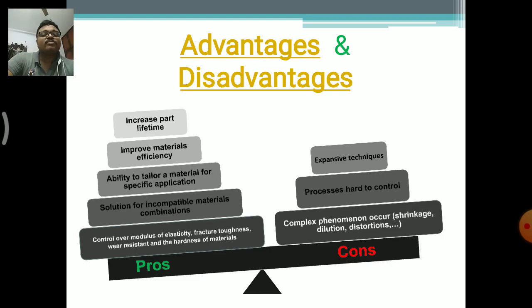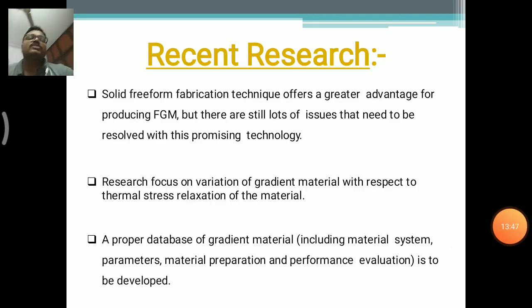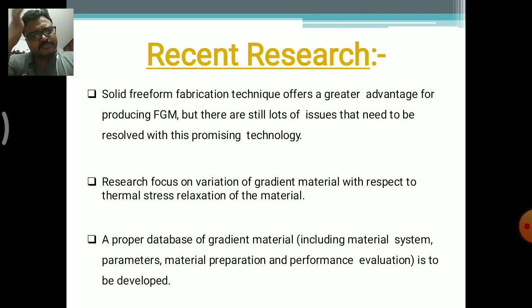Next one is the process being hard to control. These processes are very hard to control. We have to design it, and the process is done by the design only. Next one is the complex phenomena that occur, that is shrinkage, dilution or distortions that will occur in some materials. With combinations of some materials, these distortions or voids can be controlled, and that comes under this.